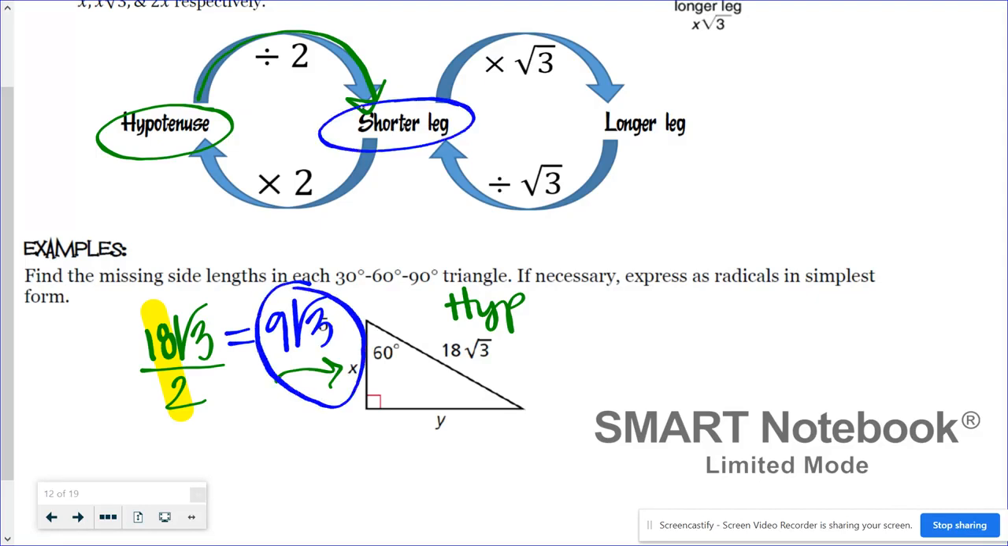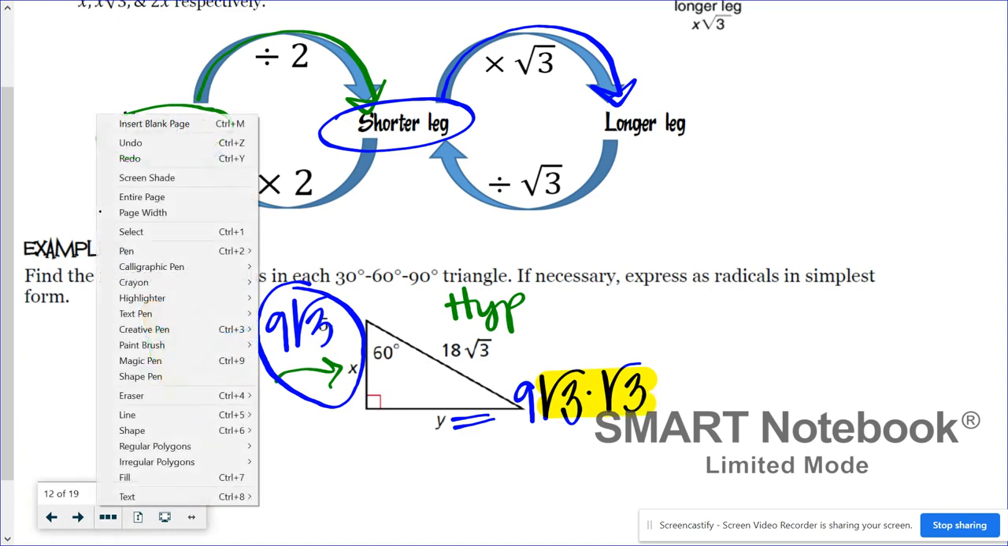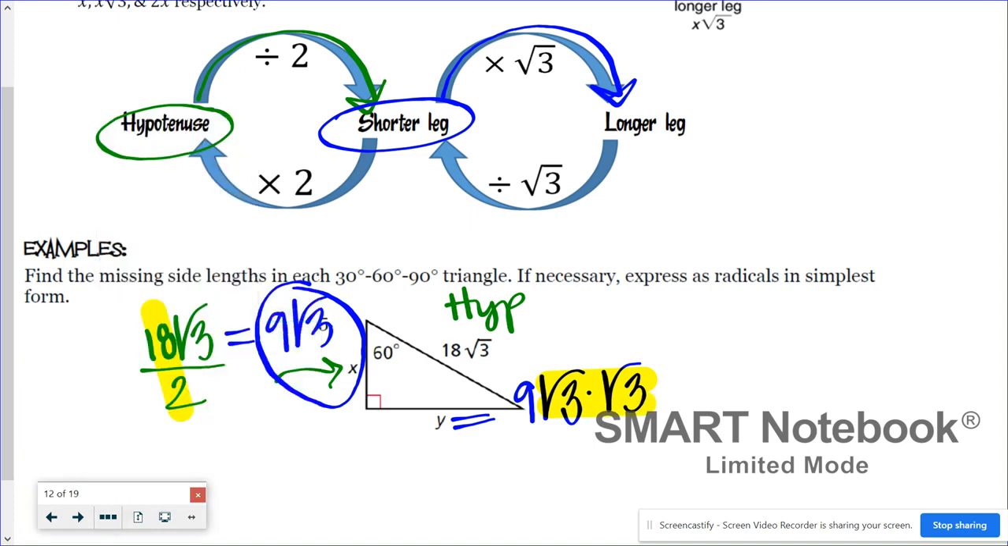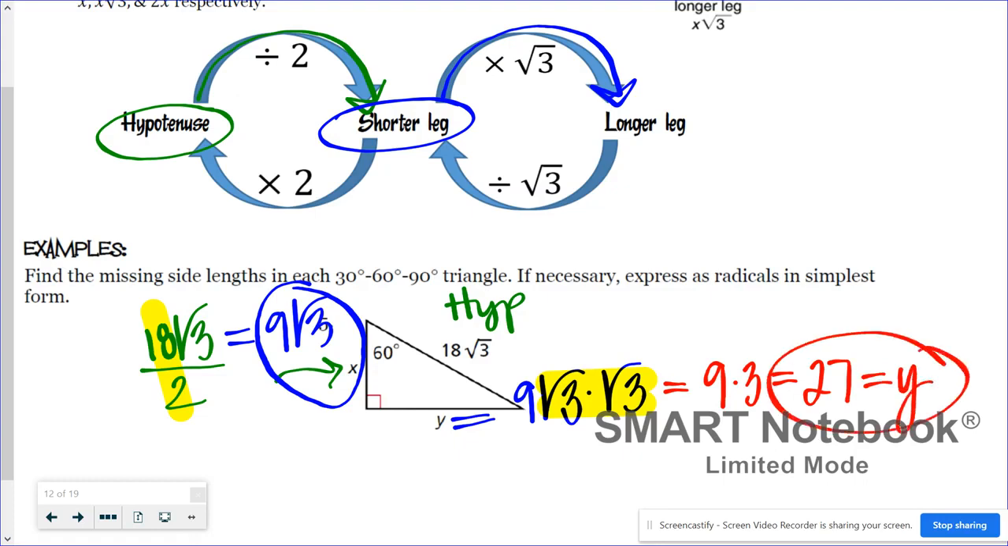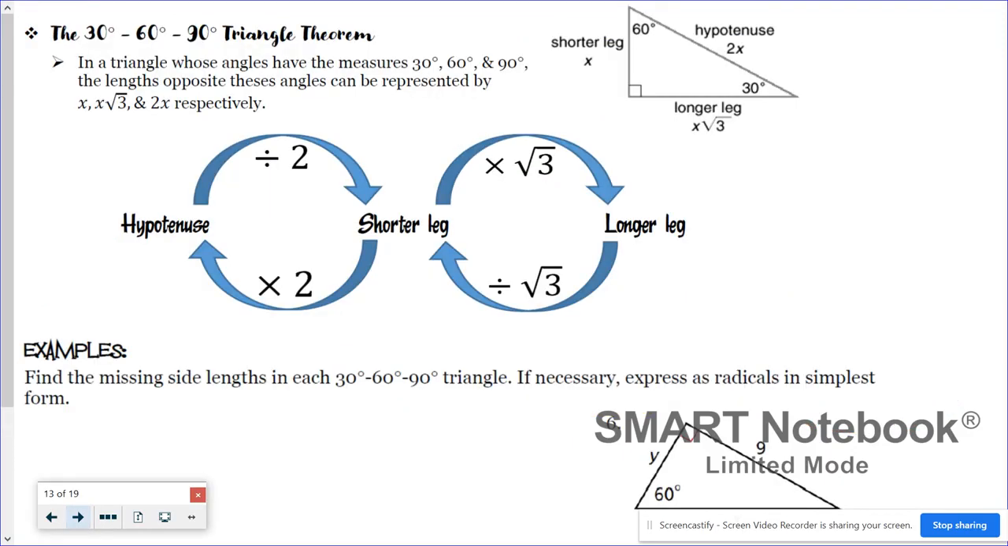Now that I know my shorter leg, I can multiply this by the square root of 3 to get the longer leg, y. So I'm taking 9 root 3 times the square root of 3. We multiply insides with insides, outsides with outsides. Square root of 3 times square root of 3 is the square root of 9, which is just 3. So really we're multiplying 9 times 3, and we're getting 27. That's the length of our longer leg. This one really wasn't that bad. Bottom line is, if you don't know the shorter leg, find it first.